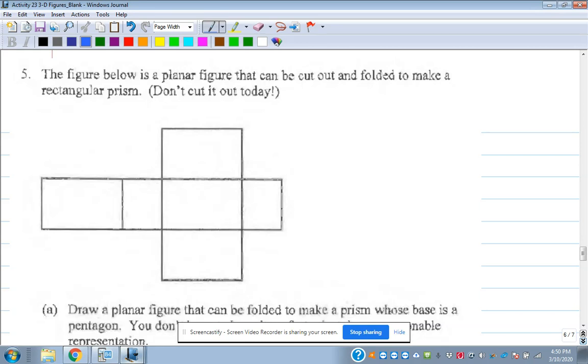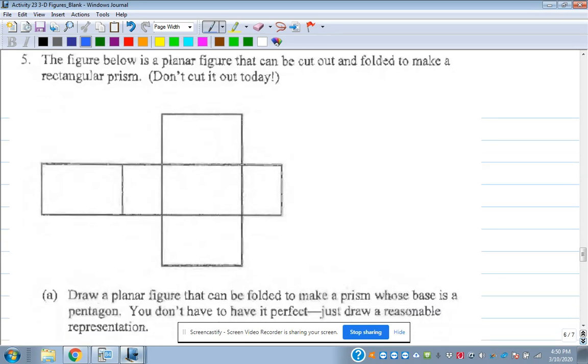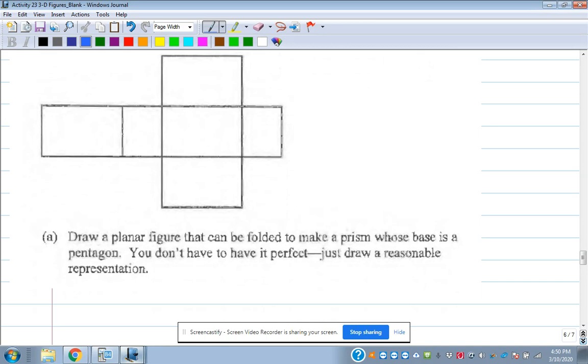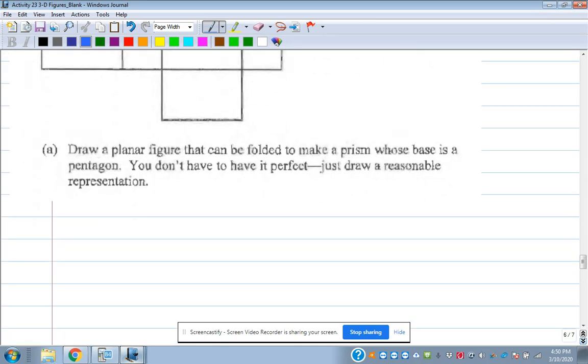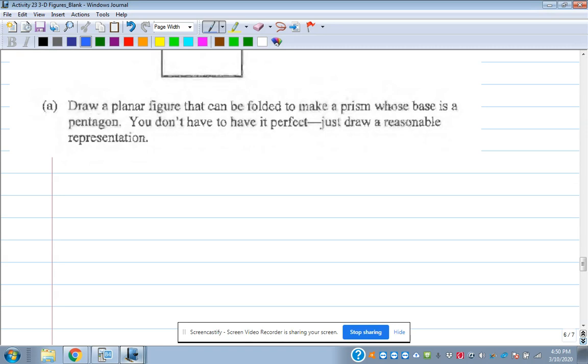All right, 5. The figure below is the planar figure that can be cut out and folded to make a rectangular prism, also known as a net. N-E-T, not a net like Frankie and a net, but a net. N-E-T. Okay, so draw a planar figure that can be folded to make a prism whose base is a pentagon. Not to be perfect, just draw a reasonable representation. A planar figure to make a prism whose base is a pentagon.